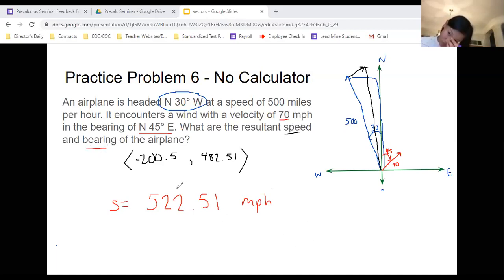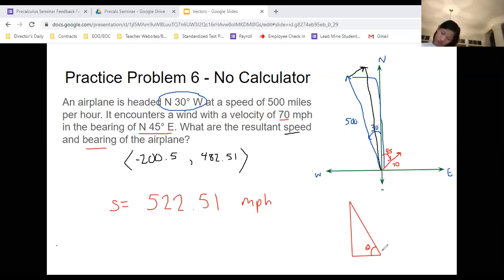Now to find the bearing, I can do inverse tangent, and I know we're running a little bit late here, so let's work this one out because this one can be a little bit hard to see. So here's my x component of negative 200. Here's my y component of 482. If I do tangent inverse here, my calculator is going to give me this angle, which is not really what I want to use for bearing, but we'll go ahead and find that.